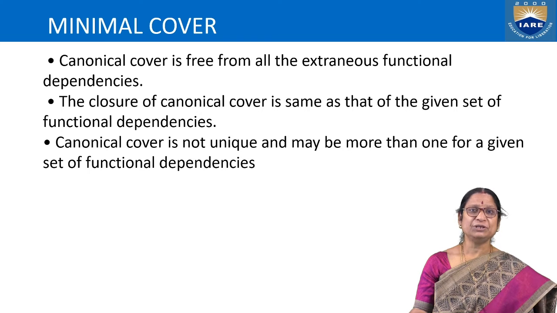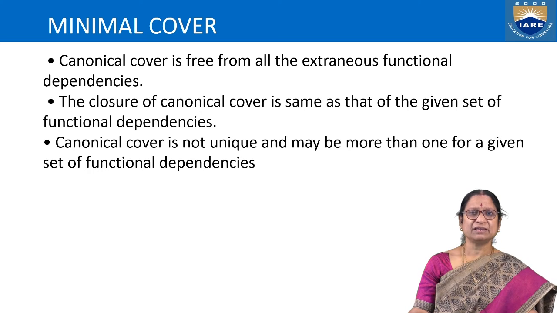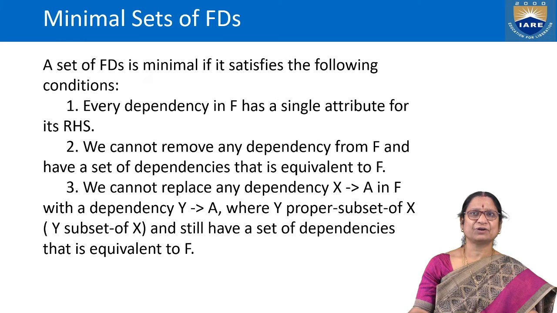A canonical cover need not be unique, and there may be more than one for a given set of functional dependencies. That means we are eliminating the logically derivable FDs, no? So that's why the logically derivable FDs may be different at different times also. That's why a canonical cover need not be unique. We may have more than one canonical cover for a set of attributes.